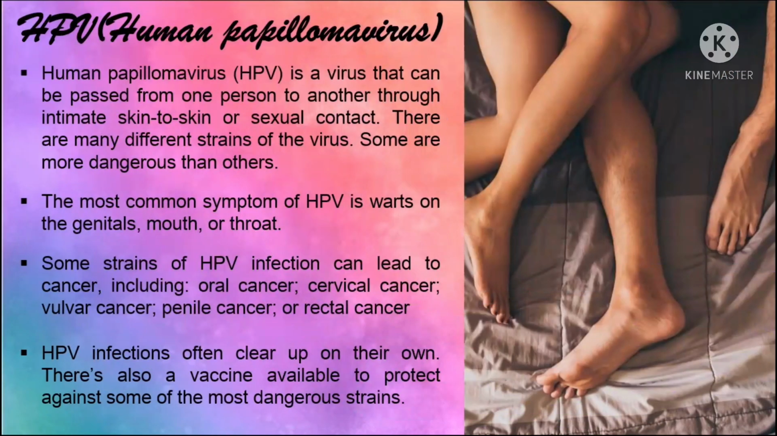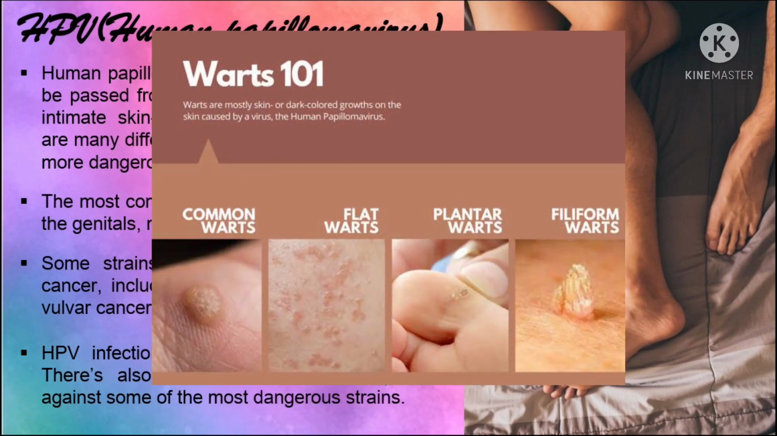Next one, we have HPV, human papillomavirus. Okay, so human papillomavirus is a virus that can be passed from one person to another through intimate skin-to-skin or sexual contact. There are many different strains of the virus. Some are more dangerous than others. The most common symptom of HPV is warts on the genitals, mouth, or throat. So I will attach a picture of warts so you will have an idea.